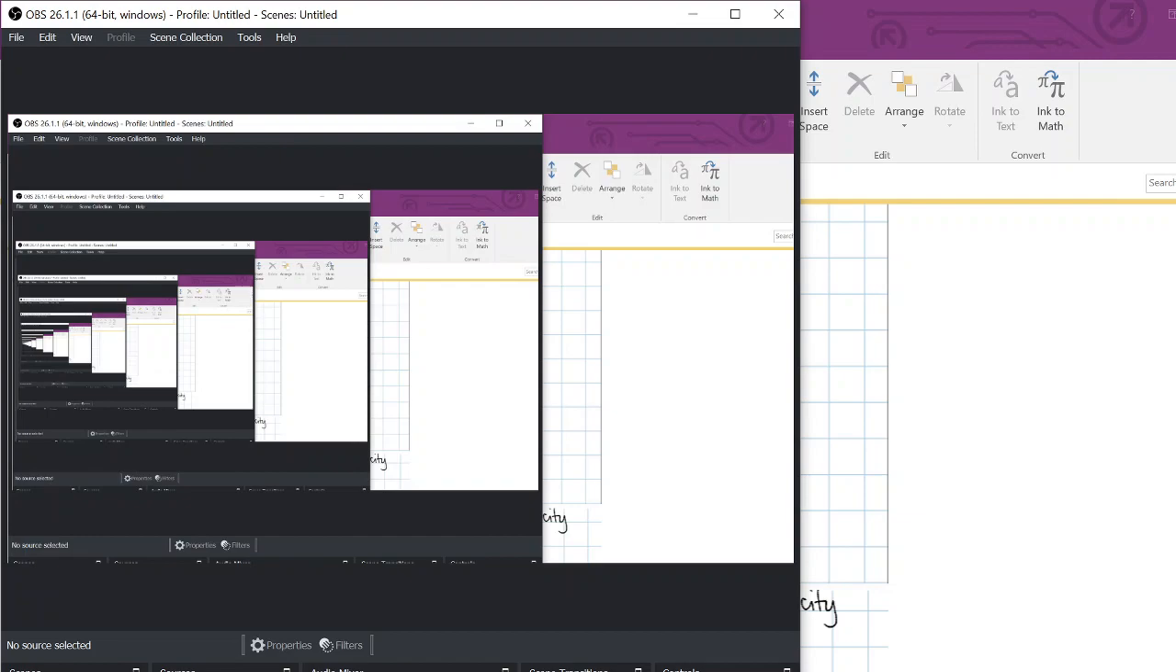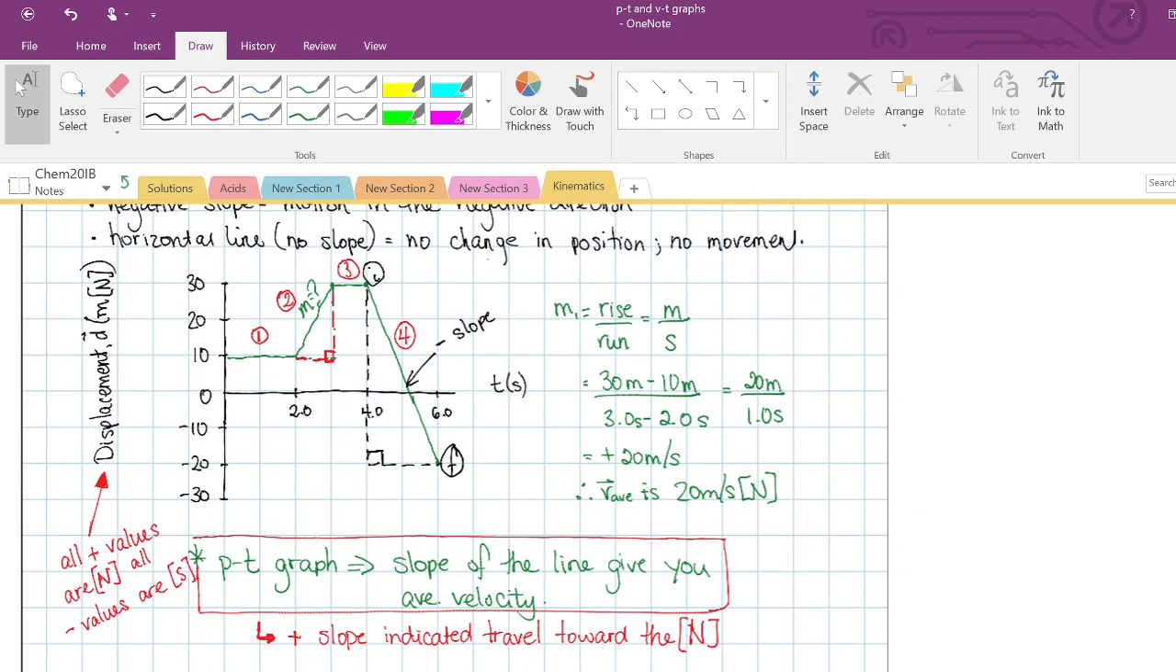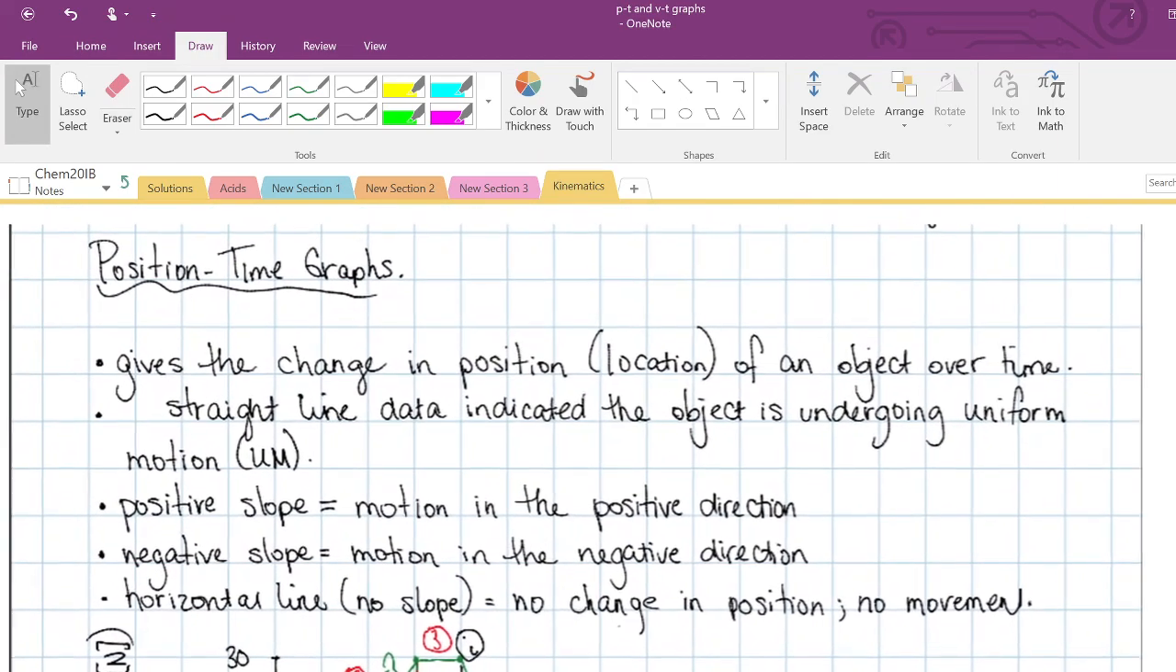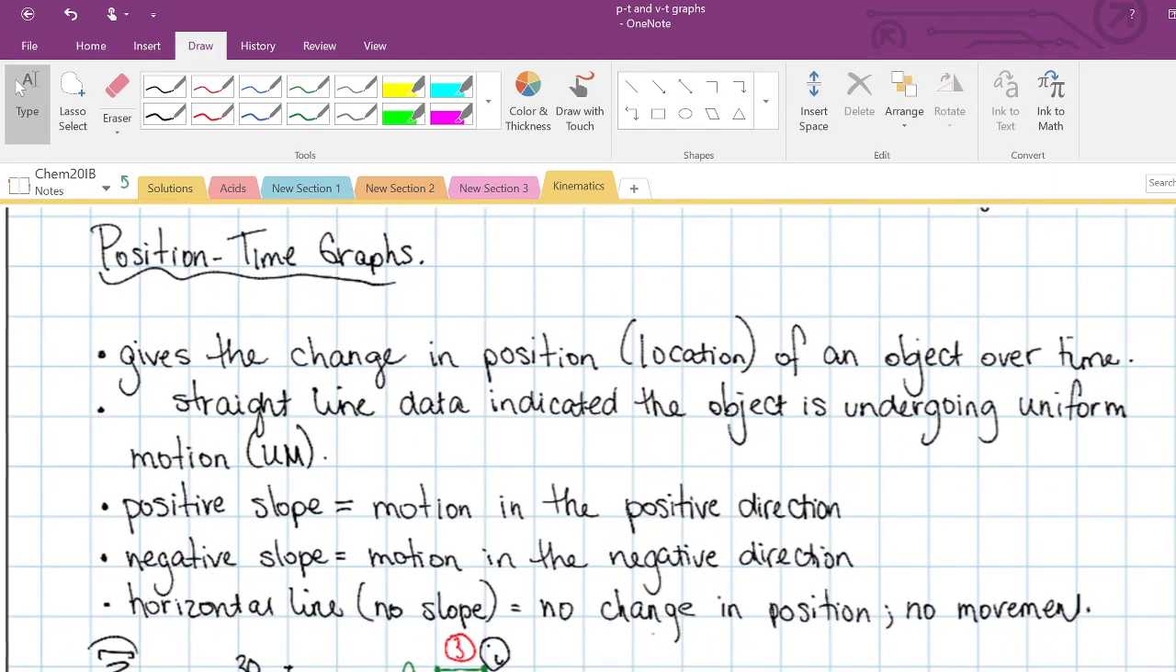I just wanted to take a little time today to introduce position time graphs to you guys so that we can start looking at them when we get into class together. So this is just going to be the first part of the position time velocity time graphs that are in the D2L notes. I'm going to break those notes into two parts and we're going to look at them over the course of 2 days coming up here.